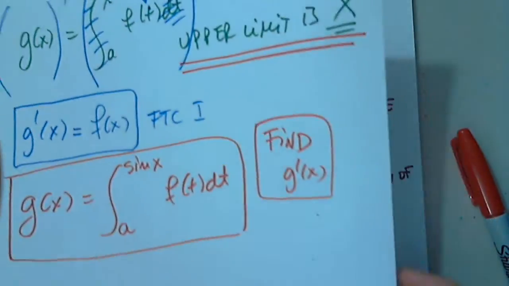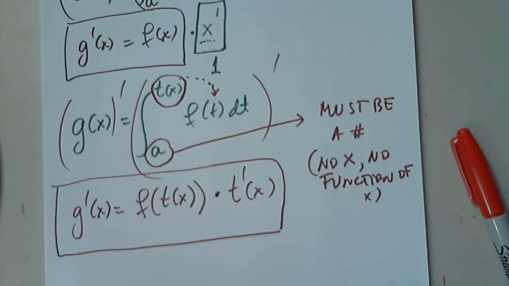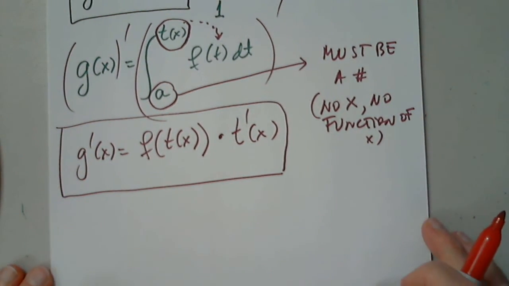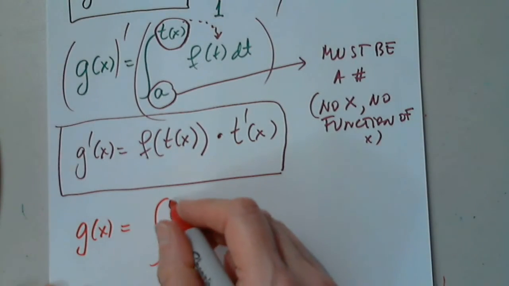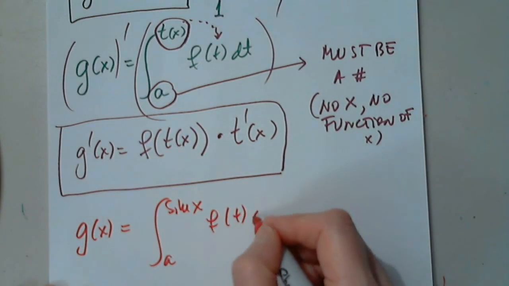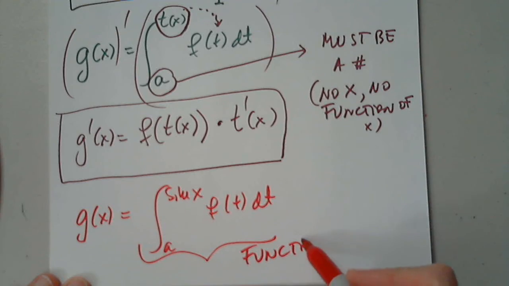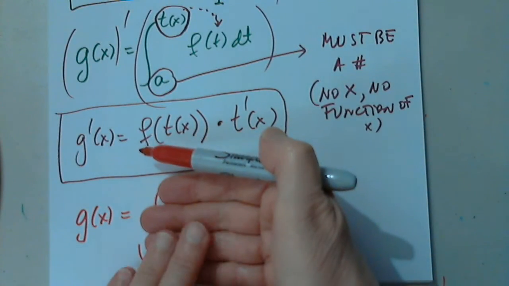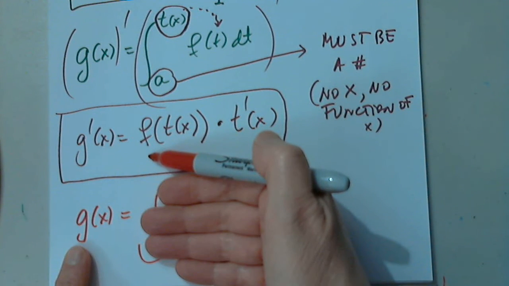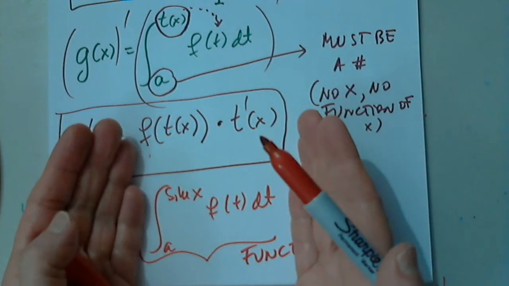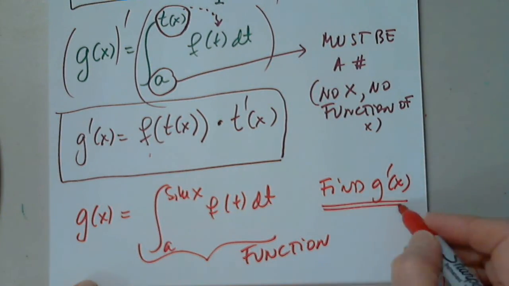Okay, so now I have this first example that I did not get the chance to show you. So I'm going to copy g of x. I don't remember if we made it up or one of you made it up. It doesn't matter. The integral from a to sine x of f of t dt. So this is a function. We cannot be asked to find the integral. No. We can only be asked to find the derivative of this function. So find g prime of x.